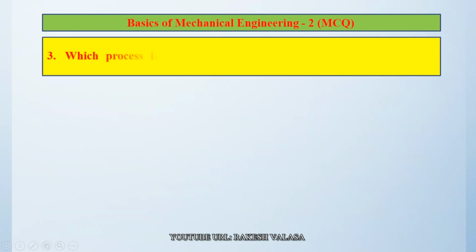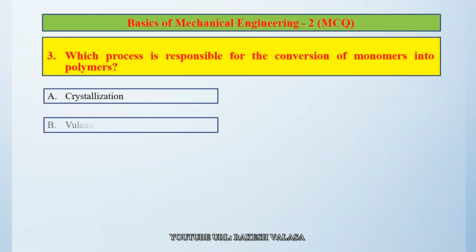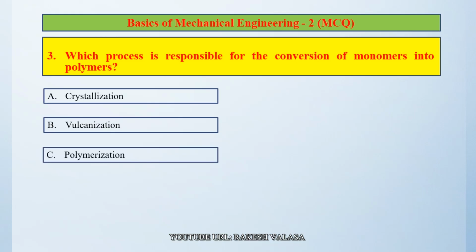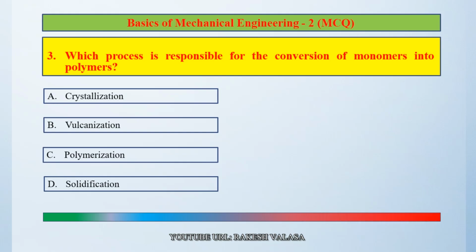Question number 3. Which process is responsible for the conversion of monomers into polymers? Option A crystallization, option B vulcanization, option C polymerization, option D solidification. The correct answer is option C polymerization. Let us see the explanation.